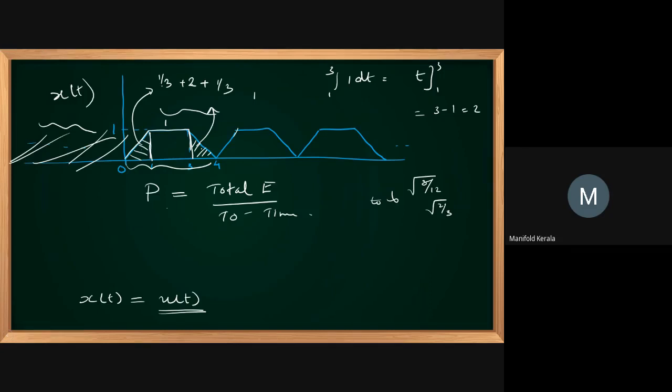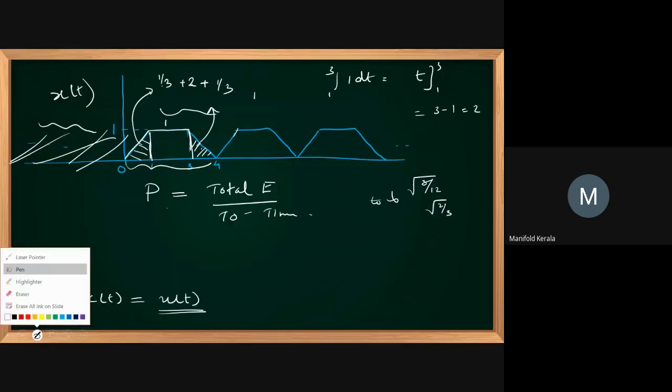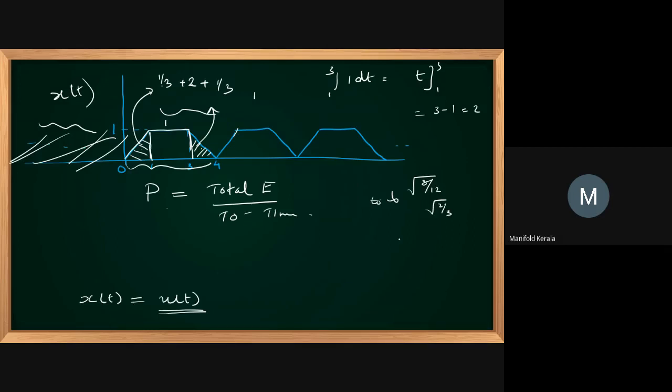Yeah, answer is actually 0.5. How do you get the 0.5 answer? See, if I have a DC value of 1, the power of that is K square, constant square. So that is 1 square, right? Now 1 into u of t means the power will be half, correct? So power of u of t will be equal to 1 by 2.